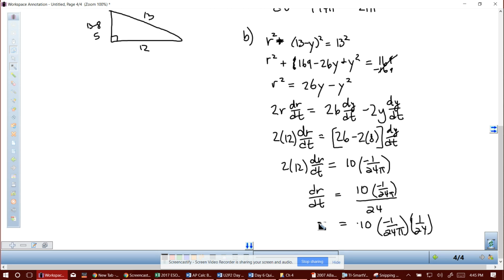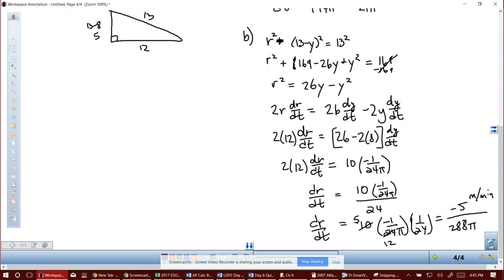And I worked on reducing those. I can make that a 5, and I can make that a 12. And that's as far as I could go with it. So I ended up with negative 5 over 288 pi. And again, the units on that would be meters per minute.